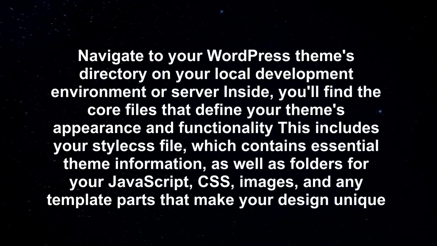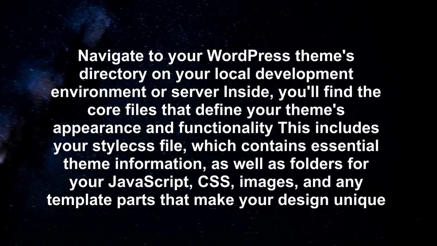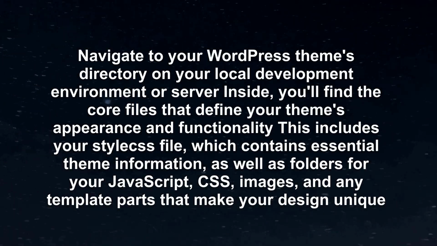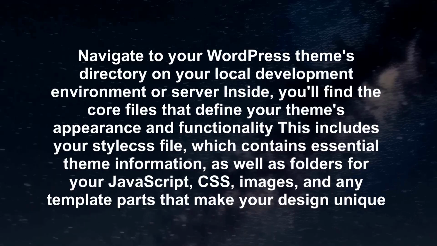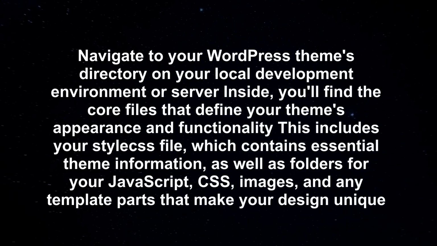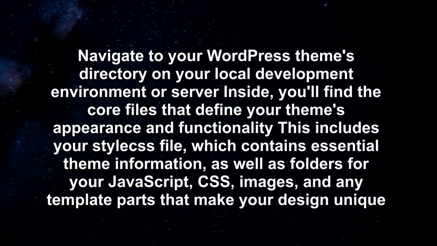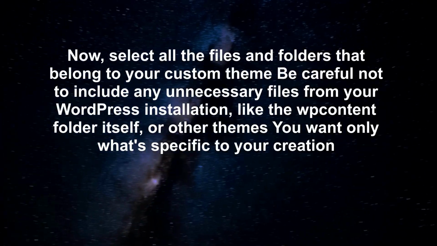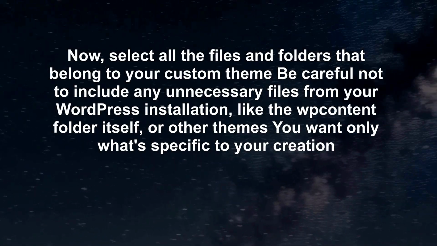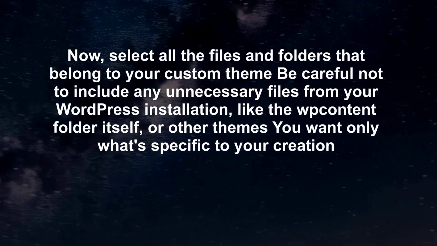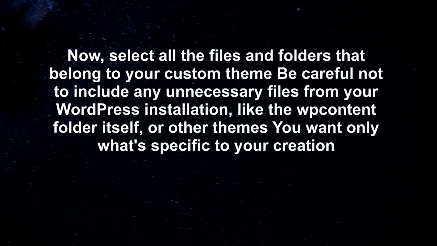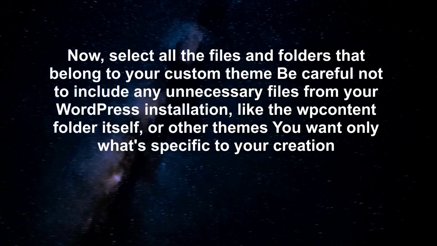Navigate to your WordPress themes directory on your local development environment or server. Inside, you'll find the core files that define your theme's appearance and functionality. This includes your style.css file, which contains essential theme information, as well as folders for your JavaScript, CSS, images, and any template parts that make your design unique. Now, select all the files and folders that belong to your custom theme. Be careful not to include any unnecessary files from your WordPress installation, like the wp-content folder itself, or other themes. You want only what's specific to your creation.